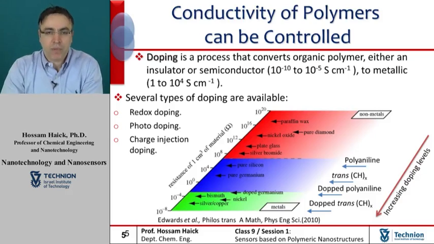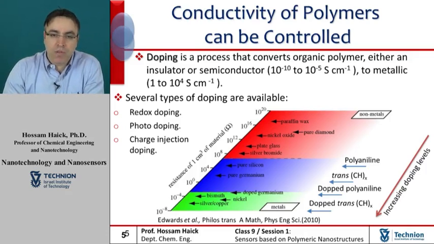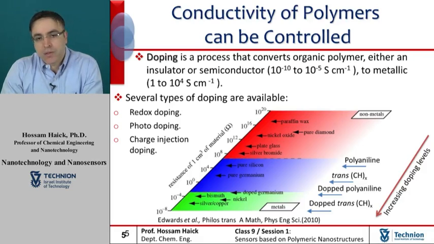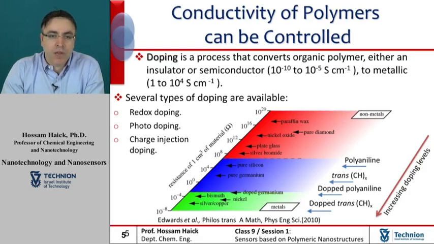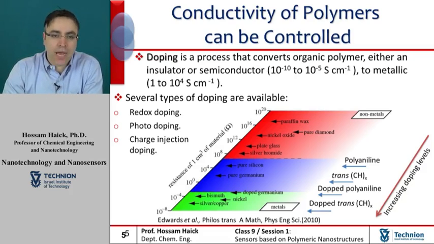The first type of doping is redox doping. This type of doping involves the partial addition or removal of electrons to or from the pi system of the polymer backbone. The second type of doping is p-doping. This type of doping relies on partial oxidation of the pi backbone of an organic polymer with an oxidizing agent, which we usually call dopant ion.